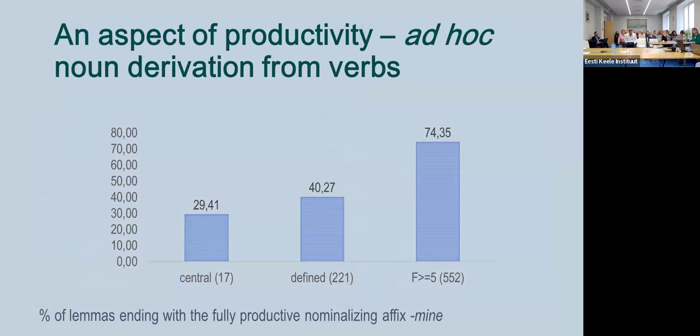There is an aspect of productivity to those nouns: quite a huge percentage of them were ad hoc derivations from verbs that didn't occur as nouns in the dictionary as keywords. So among the most central and strongly attracted nouns, we could see one third of them, but when we saw the whole set of nouns that occurred more than five times, then there are three quarters ad hoc derivations, which is interesting actually.